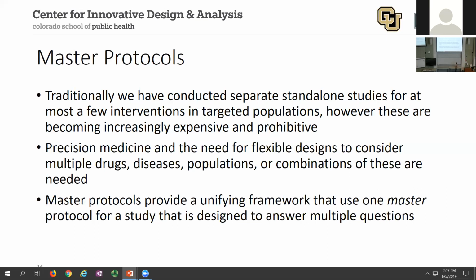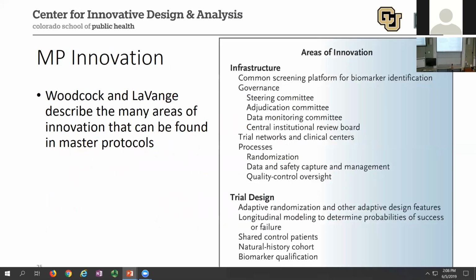So one way that people have addressed this is by looking at these master protocol designs, because they provide a unifying framework within a single or master protocol for a study to answer potentially multiple questions. And so instead of having to design a whole bunch of separate trials, each with their own standalone protocol that you're trying to develop and use, these designs use one single large overarching master protocol to address those questions.